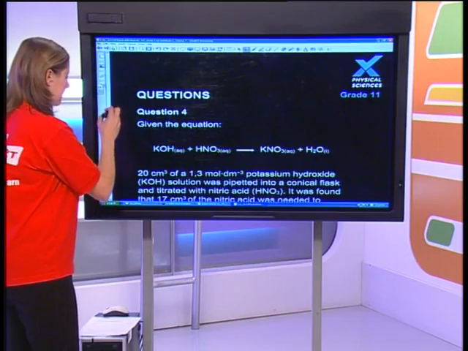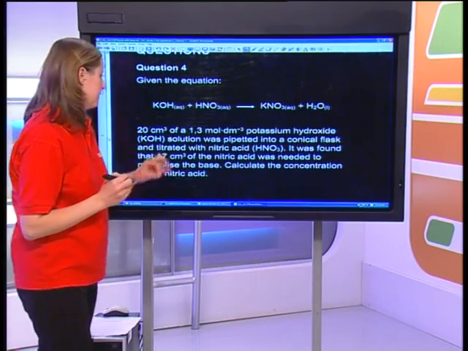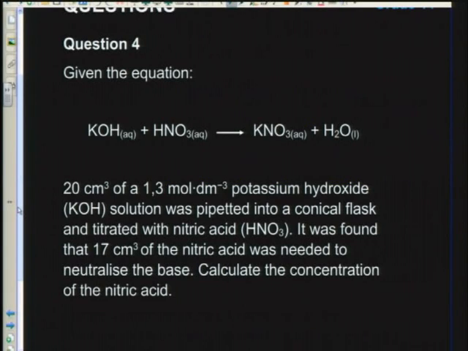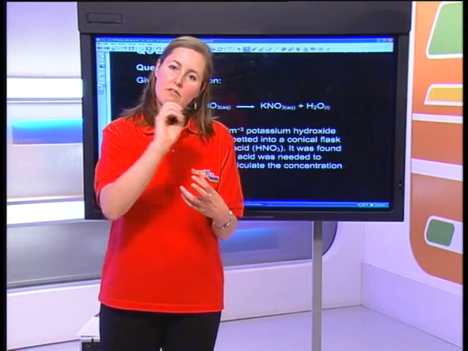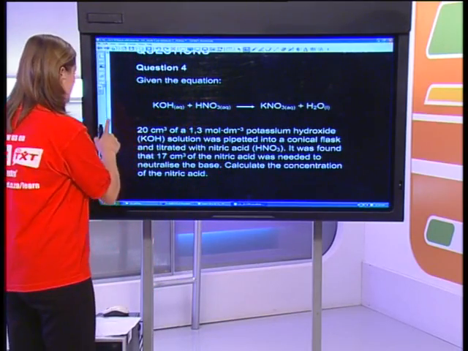Let's go to the next one. Given the equation, we've got a nice, lovely equation. 20 cubic centimeters of a 1.3 mole per cubic decimeter potassium hydroxide solution. Wow, plenty of information that we get thrown at right in the first sentence. You mustn't get scared by that. What you need to do is start listing the values. And what I find to work very well for me is to actually write out the equation that you get given, okay, and then rewrite in a list directly underneath each substance as you are given the information. So I'm going to start to do that.